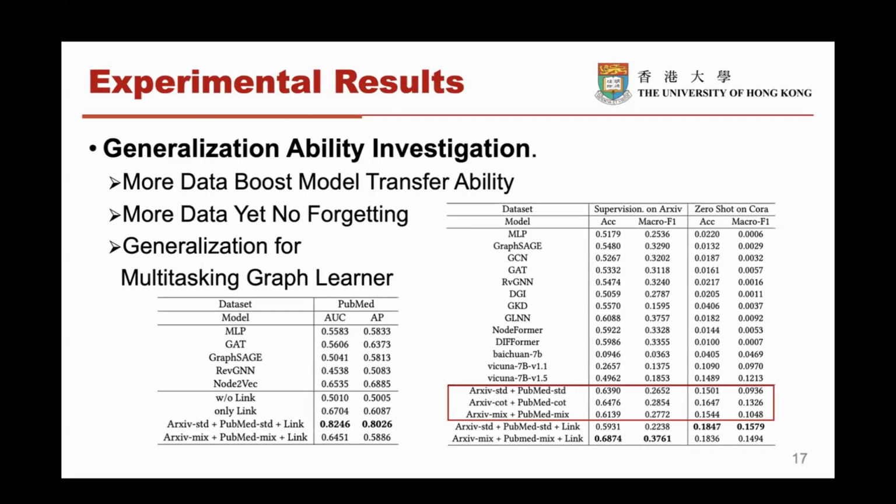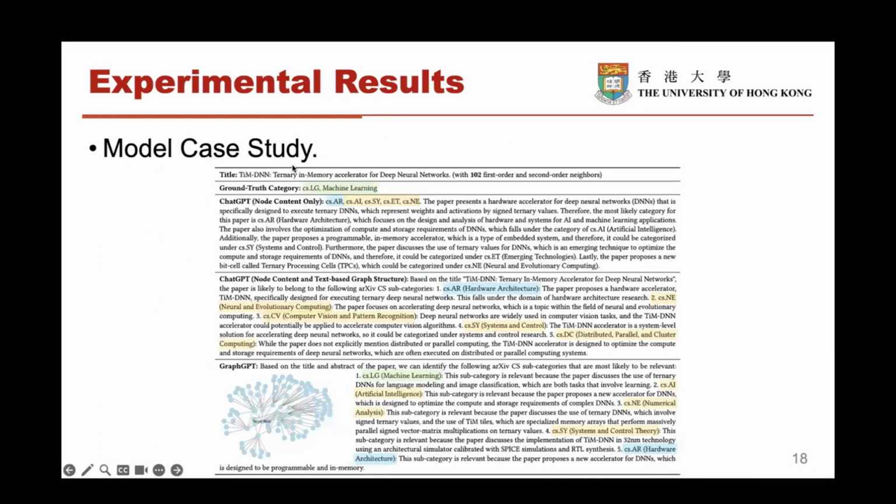Moreover, generalization for multitasking graph learner, which means with the multitask instruction data, our GraphGPT tends to be a multitasking graph learner, and different tasks can benefit each other. That is, node classification data will benefit link prediction, and link prediction will benefit node classification.